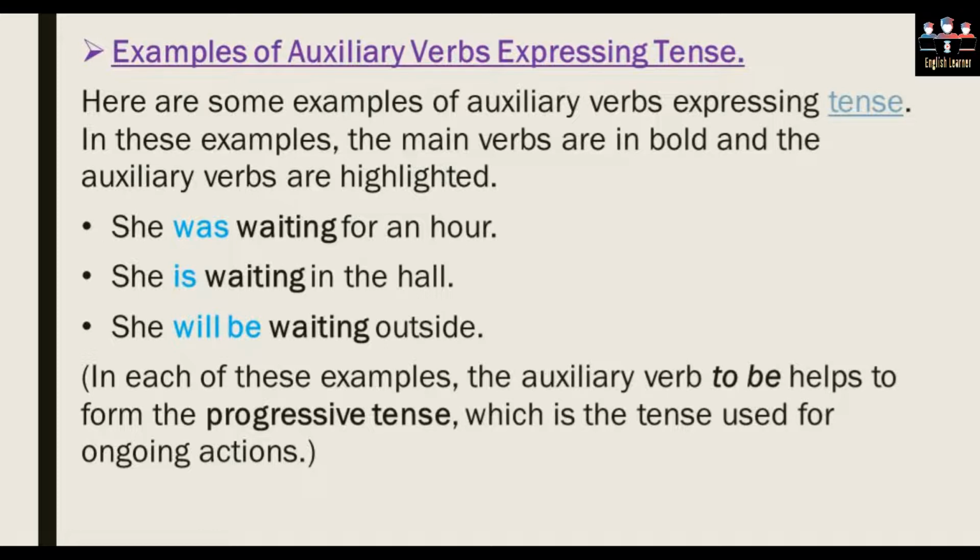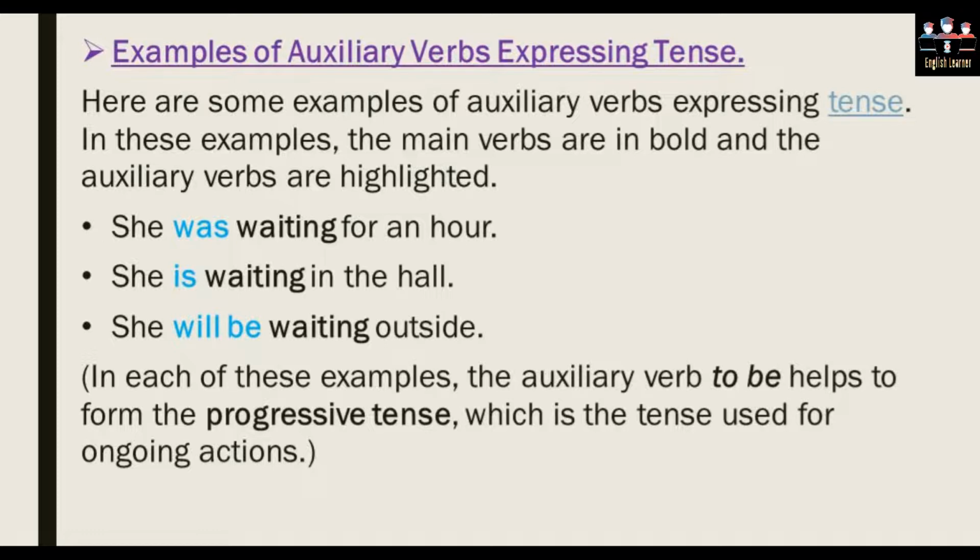Number one example is, she was waiting for an hour. In this example, was is highlighted and it is an auxiliary verb, whereas waiting is the first form of the verb with ing.